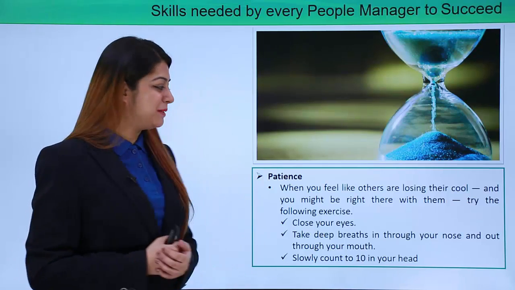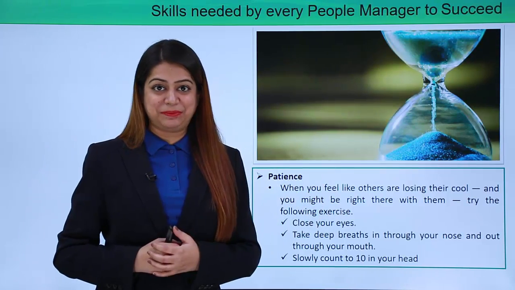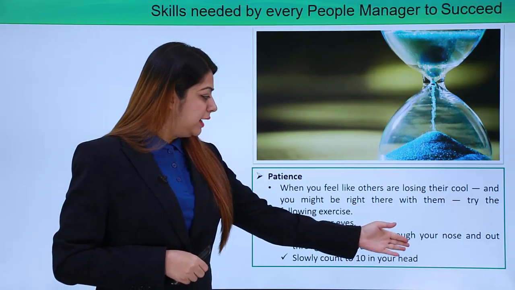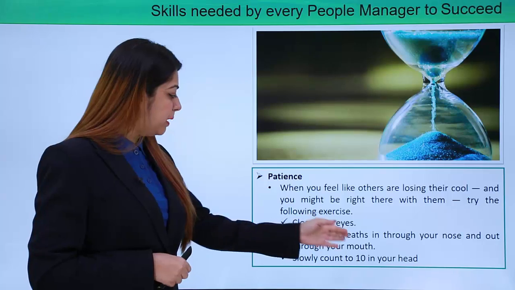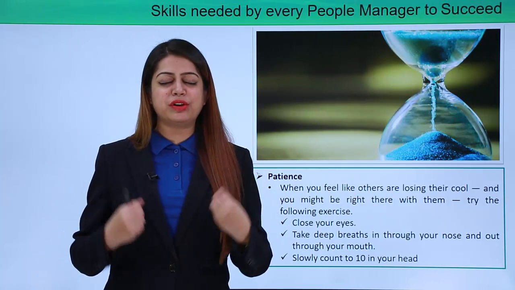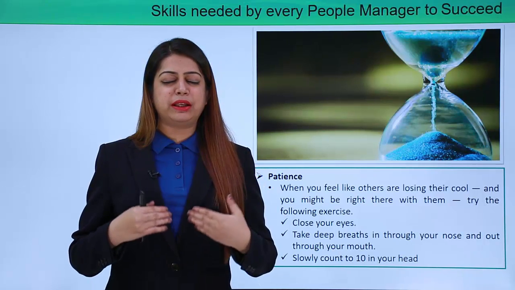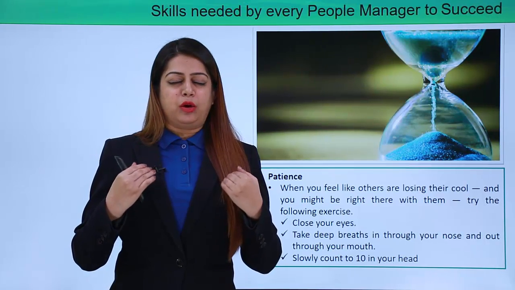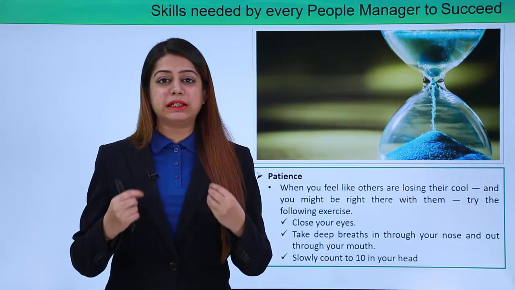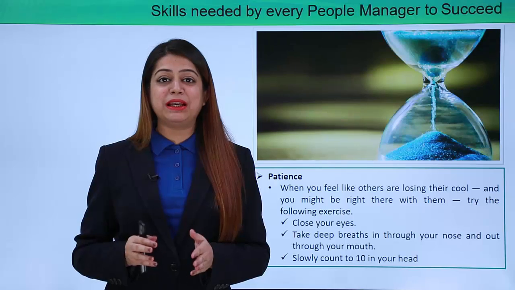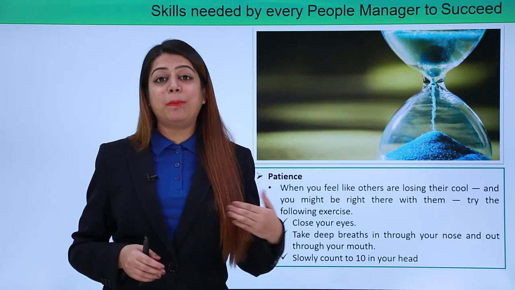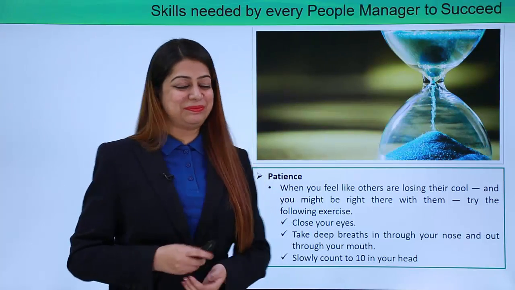What you have to do is close your eyes and take a deep breath in through your nose and out through your mouth. Slowly count to 10 in your head. So you close your eyes, take the breath in and out through your mouth, and while you're doing it, count till 10. And trust me, if you do this regularly and consistently, you'll become more patient and calm.